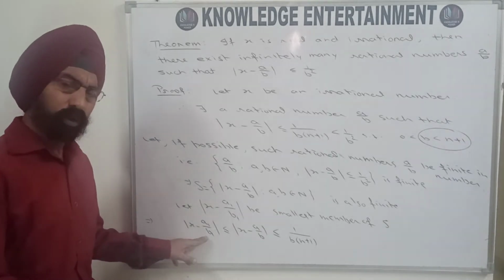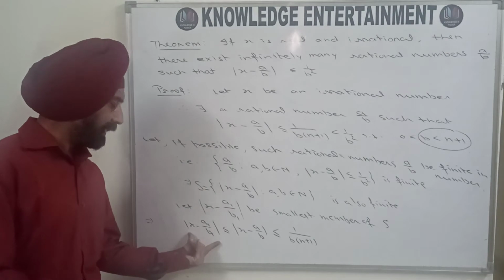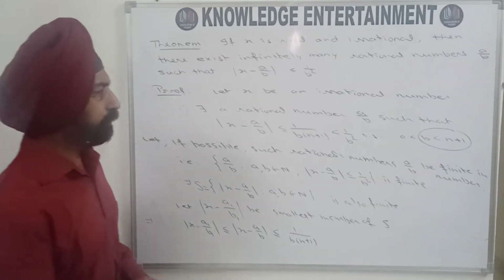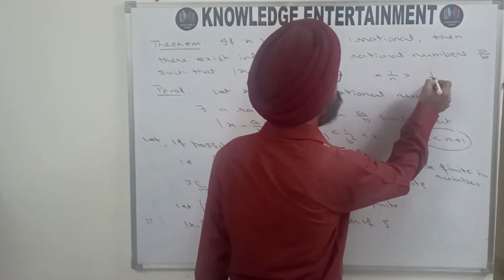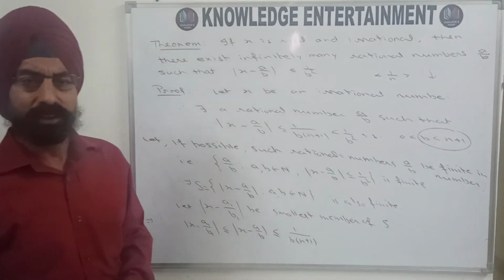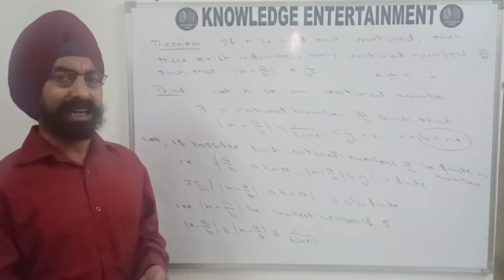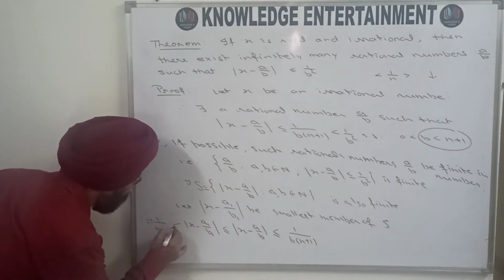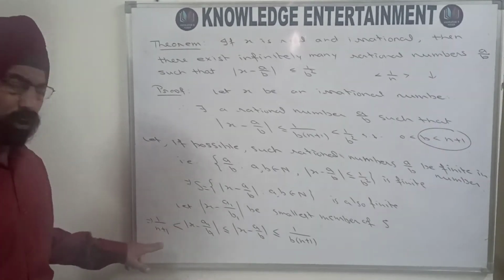So this number is not 0, and we are having mod also, absolute value. That means this is a positive number, and your sequence 1 upon n is monotonically decreasing. So you can choose n sufficiently large such that 1 upon n plus 1 is less than this number. This is irrational, this is rational, so they cannot be equal also.